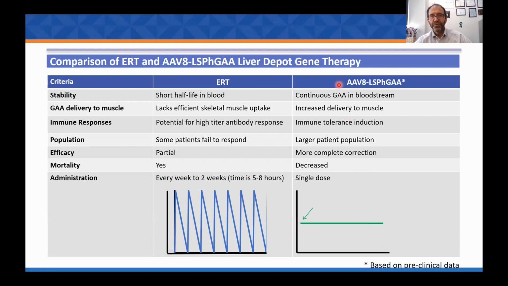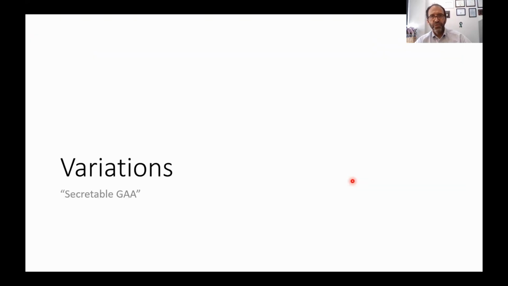Potential advantages then for the gene therapy, again, based on our laboratory experiments or preclinical data: the continuous GAA produced in the bloodstream, increased delivery to muscle, immune tolerance induction, potentially treating a larger patient population because it would be a one-time treatment that didn't require repeat visits and lots of support to be able to do that, and potentially a more complete correction. So just a minute on variations then.